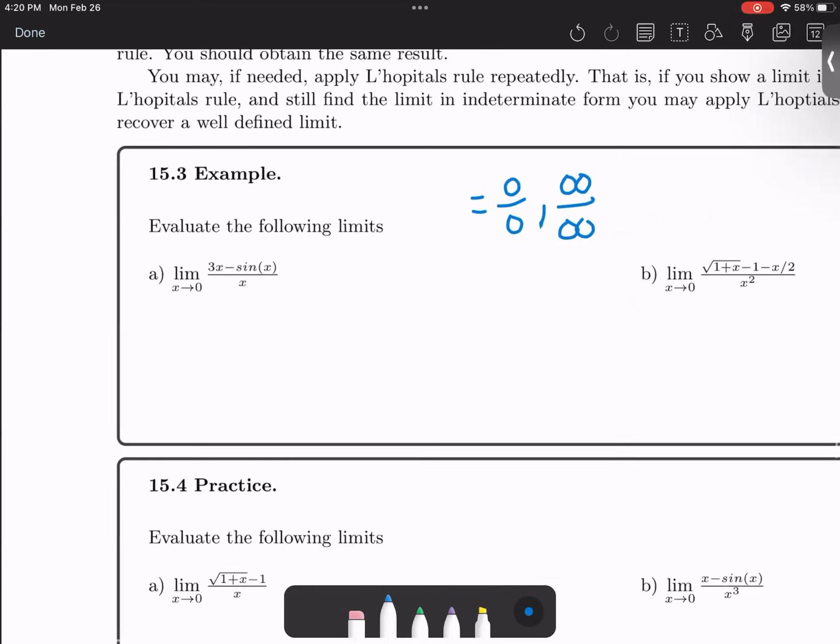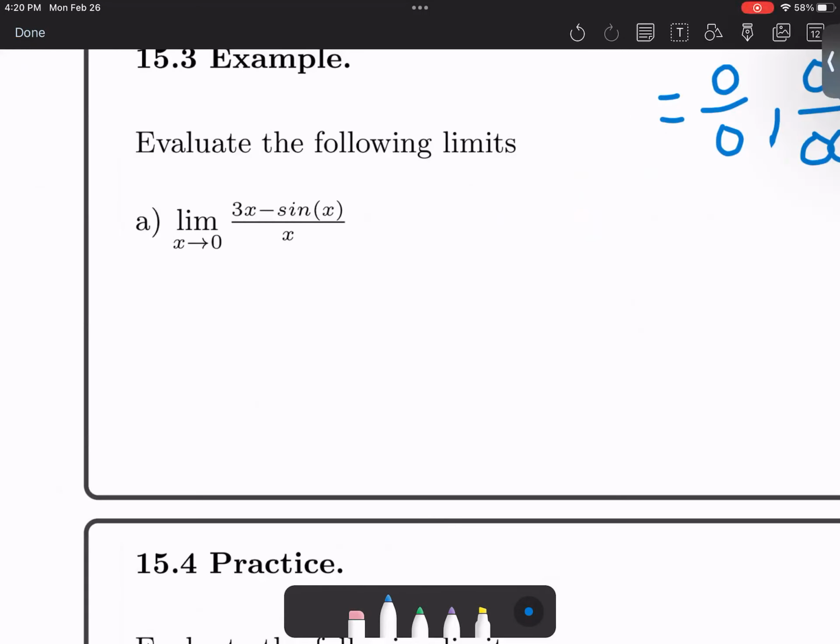So let's see here. We're trying to take the limit as x goes to 0 of 3x minus sine of x divided by x. As always, our first attempt is just direct substitution. Here we get a 0 minus the sine value at 0, which is also 0. So the numerator is 0, and then a 0 in our denominator. So we do have the indeterminate form 0 over 0. Our next step should be to try to use L'Hopital's rule.